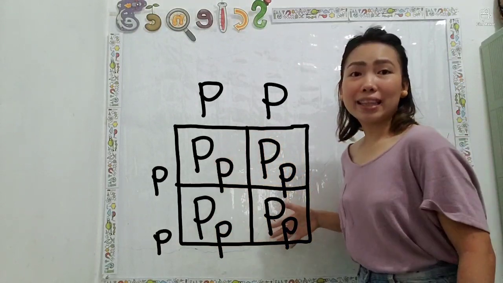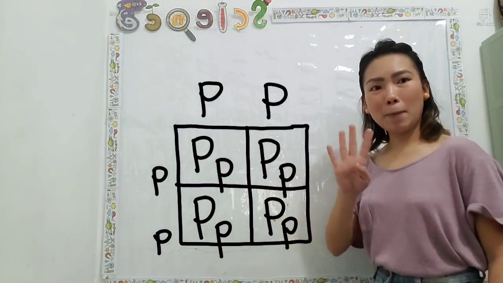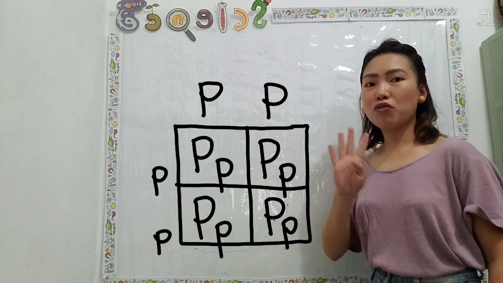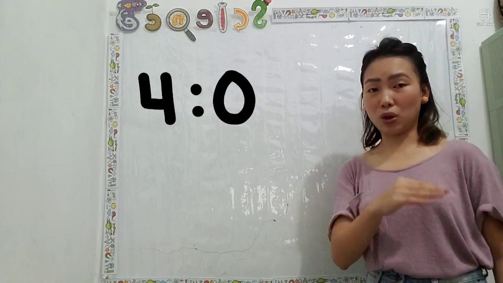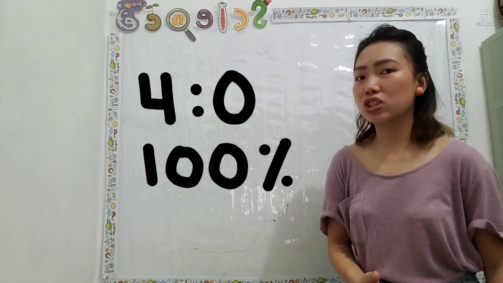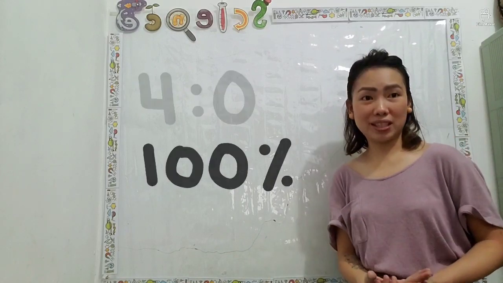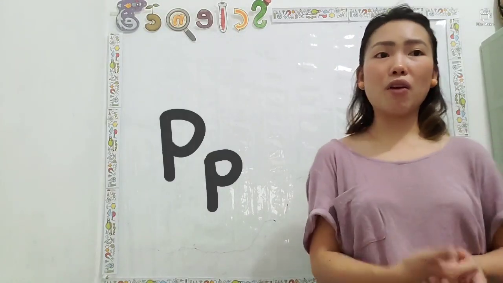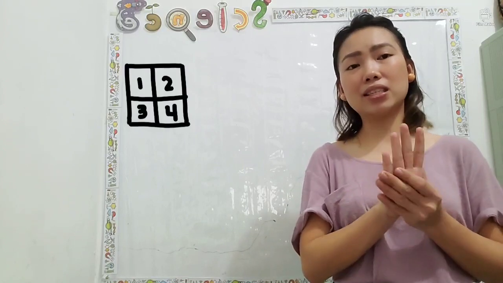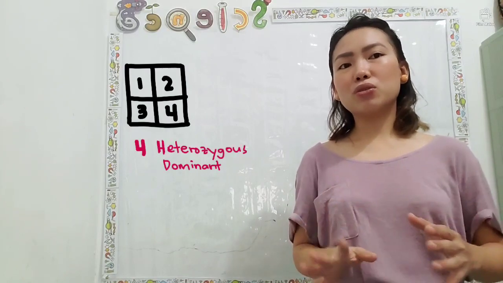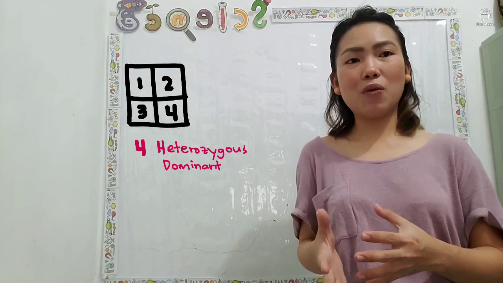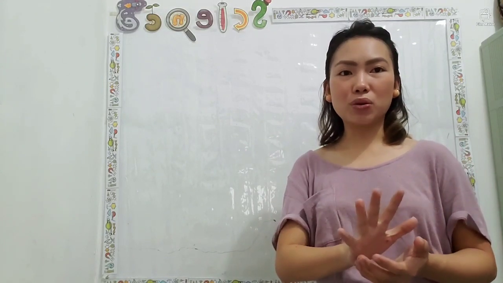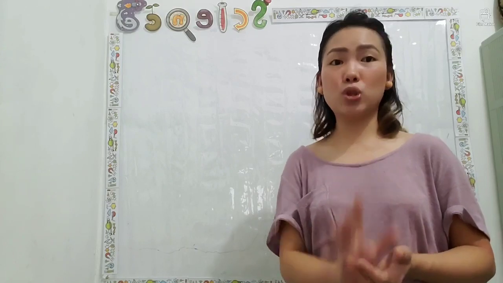Titingnan natin ngayon yung mga letra. So, ang nakikita natin ay 4 na magkakaparehas na letra. So, we now have the ratio of 4 is to 0 or percentage 100%. Since iisang itsura ng letra ang nakikita natin, then we have 4 because we only have 4 boxes. So, we have 4 heterozygous dominant kasi ang tawag natin sa letra na isang malaki at isang maliit ay heterozygous and we consider it as dominant.